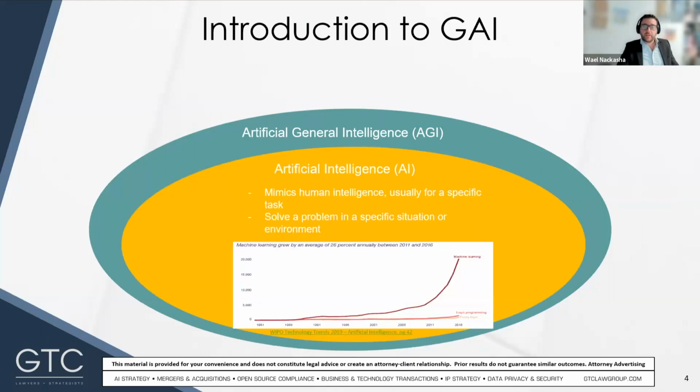Then moving along the spectrum, the next concept is artificial intelligence. It is much narrower than AGI. It mimics human intelligence, but usually for a specific task in a specific situation or environment. Sometimes it even performs better than a human. We all know a lot of AI applications nowadays, such as language translation, computer vision, autonomous driving vehicles. These are just to name a few.